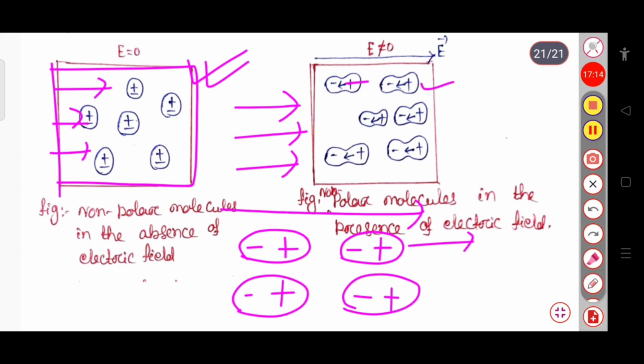All the positive charge particles, you can see, lie at this point, that is in the direction of the field, and the negative charge particles lie in the opposite direction to the field.